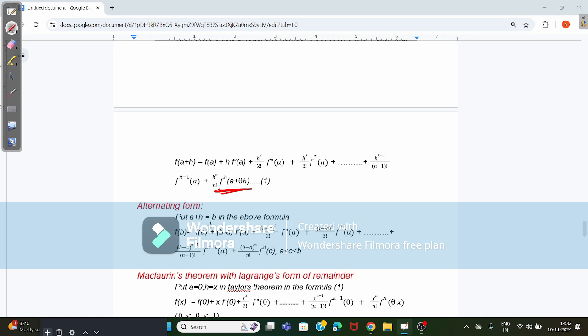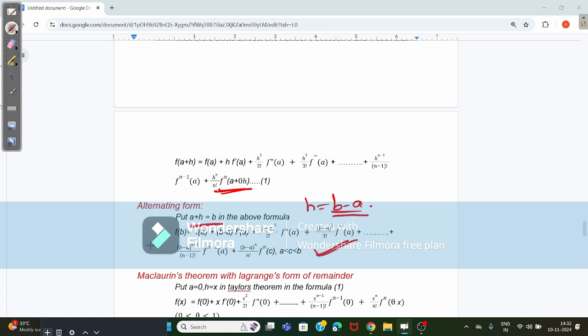In the place of a plus h, you have to put b. f of b is equal to f of a plus b minus a. In the place of h, b minus a gives the value h is equal to b minus a. In the place of h, b minus a whole square, b minus a whole cube, and so on.